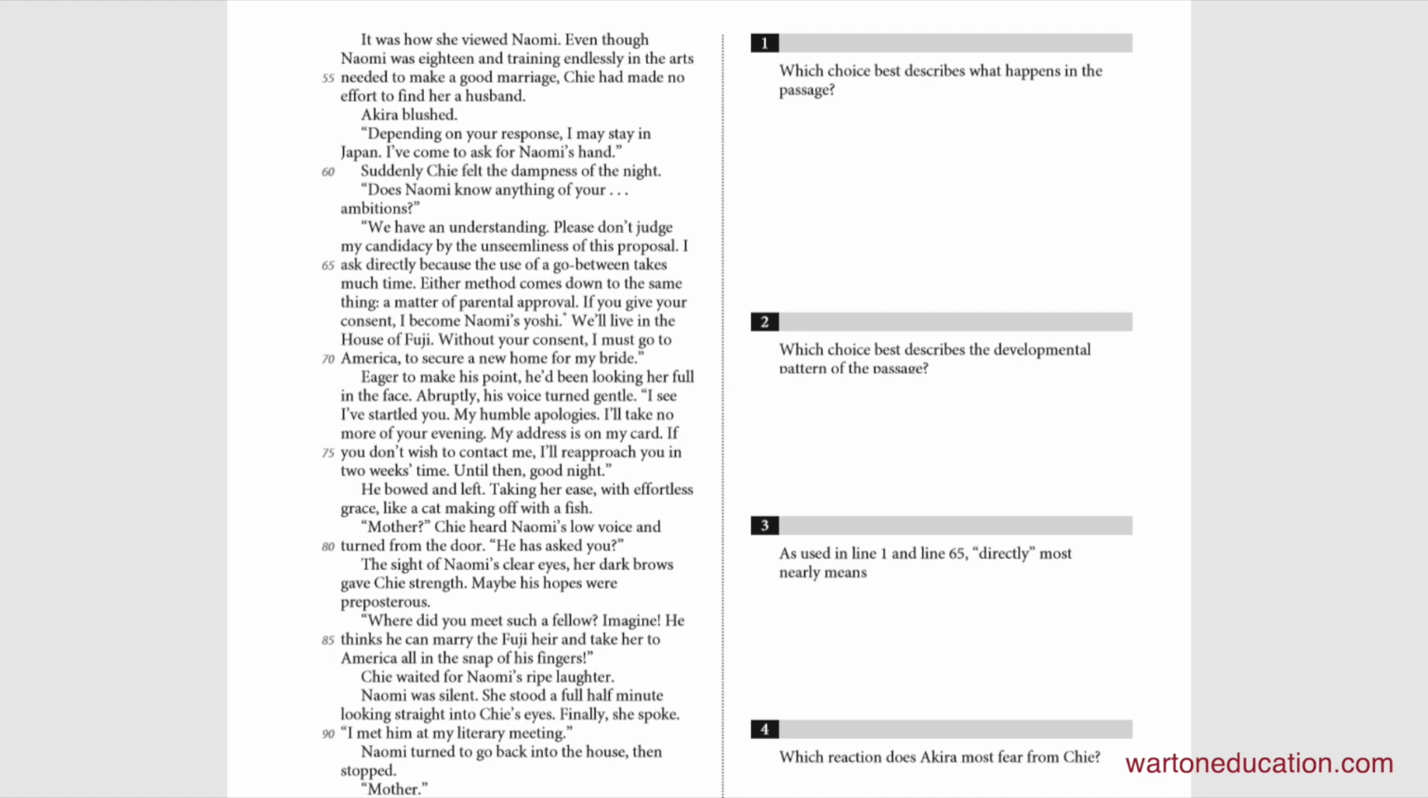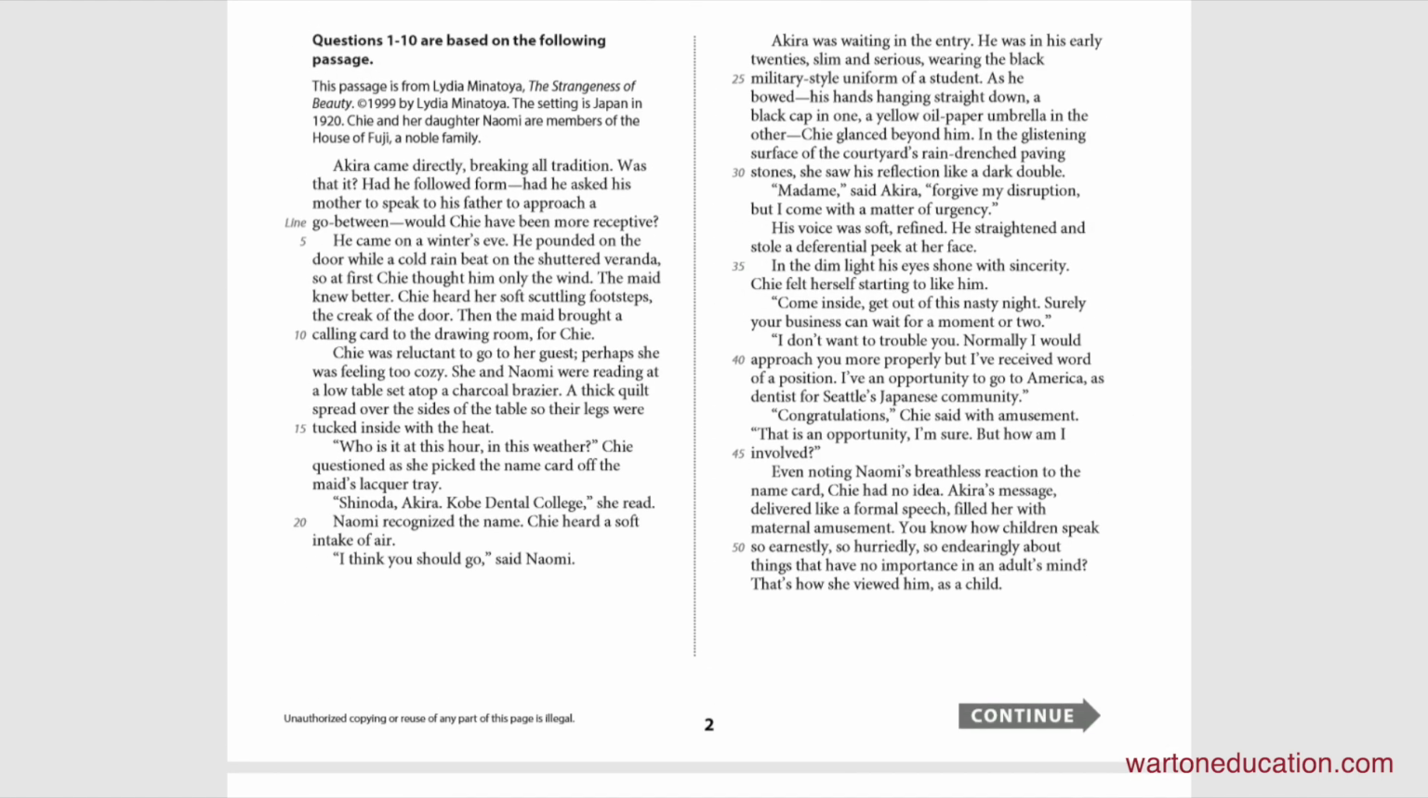Now let's move on to a more challenging question, which is question 3. Here we are being asked to figure out just what directly means. Let's return to the first paragraph. The first thing I notice is that when Akira came directly, he was breaking all traditions. The fact that breaking all traditions is modifying the word directly is a giant clue. So directly is related to the way in which he broke tradition.